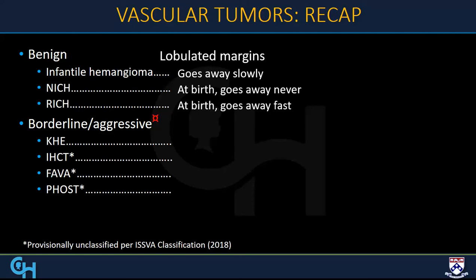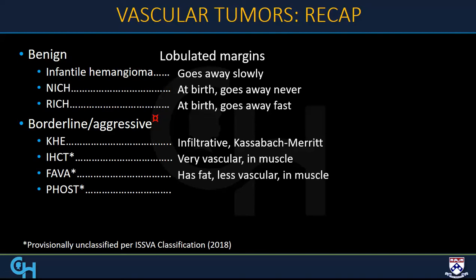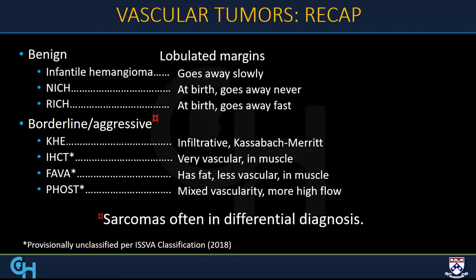For the borderline aggressive tumors, kaposiform hemangioendotheliomas are infiltrative and show Kasabach-Merritt phenomenon. The intramuscular hemangioma capillary type are very vascular and they're in the muscle. FAVAs are also in the muscle, but they show fat and they're less vascular. The PTEN hamartomas have mixed vascularity. More of them are high flow, but they are often also in the muscle and the soft tissues. One thing to keep in mind is that with borderline tumors, sarcomas would be in the differential diagnosis.